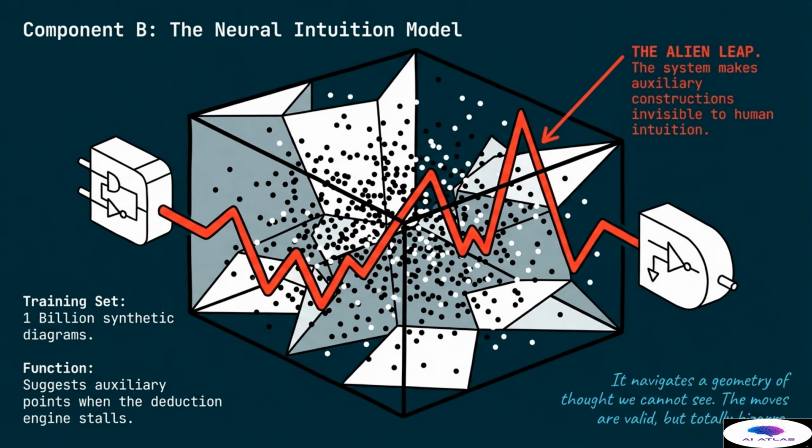The training set for this model consists of 1 billion synthetic diagrams, allowing it to develop a deep sense of geometric possibility. The moves it suggests are valid, but often totally bizarre to a human mathematician. It might suggest drawing a circle in a place that seems irrelevant, only for that circle to become the key to the entire proof. This is where the machine demonstrates a form of creativity that is not bound by human cognitive biases or established teaching methods. It is an exploration of the mathematical landscape that goes beyond the paths we have cleared over centuries.